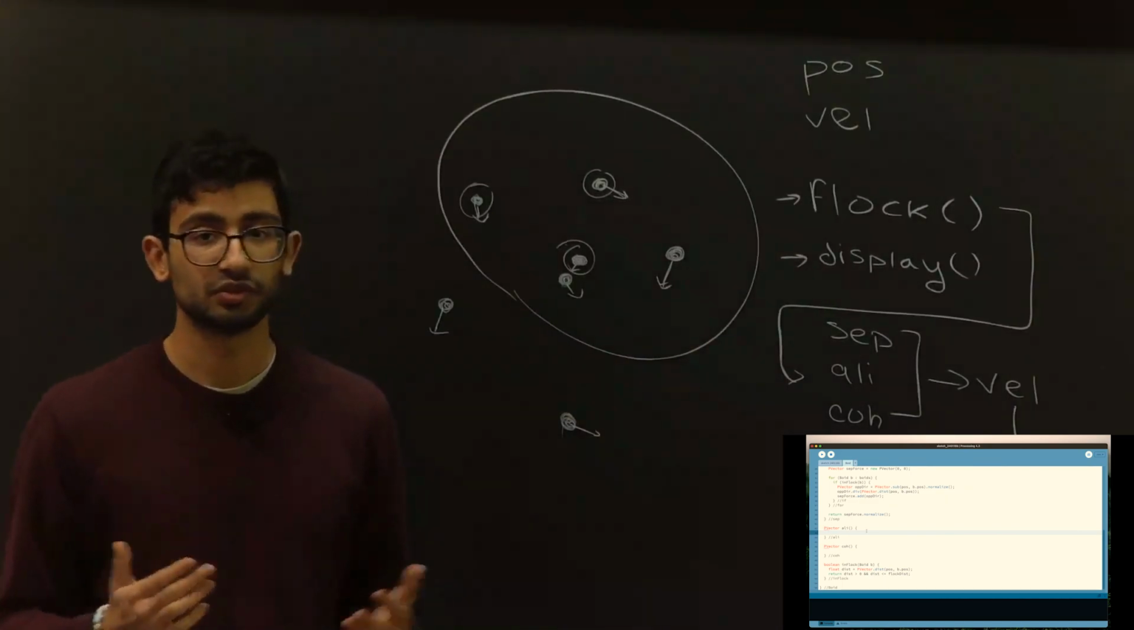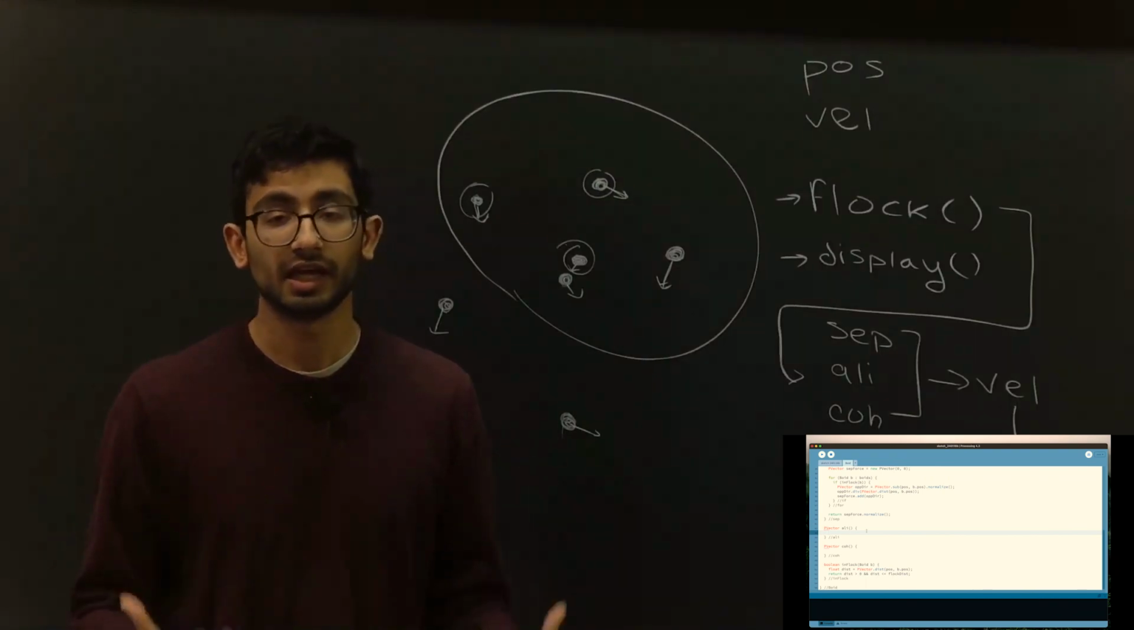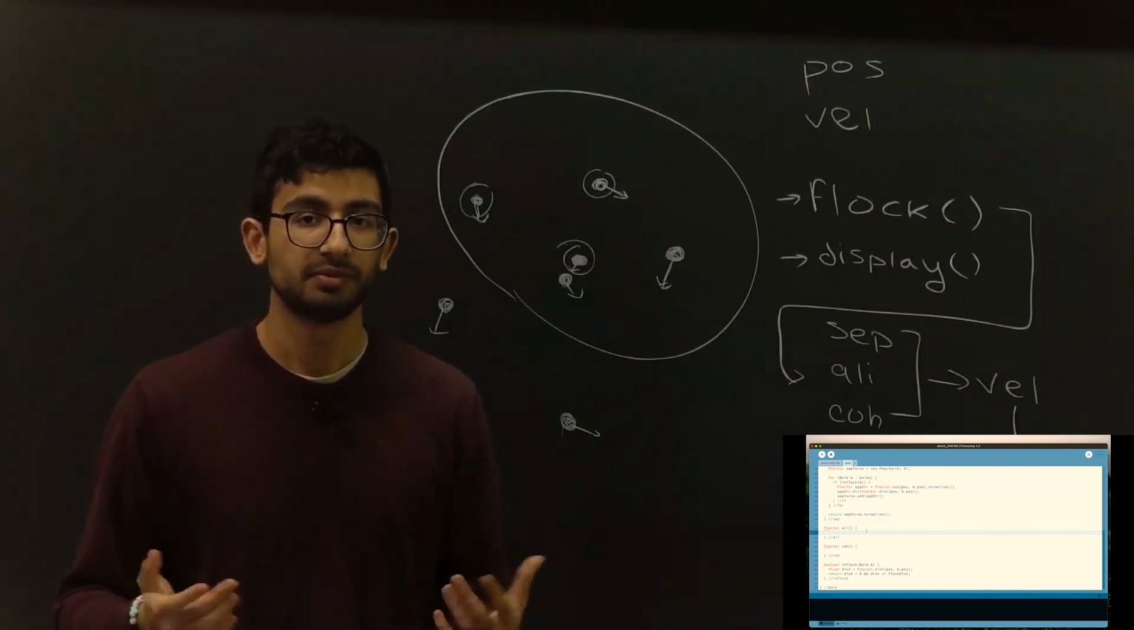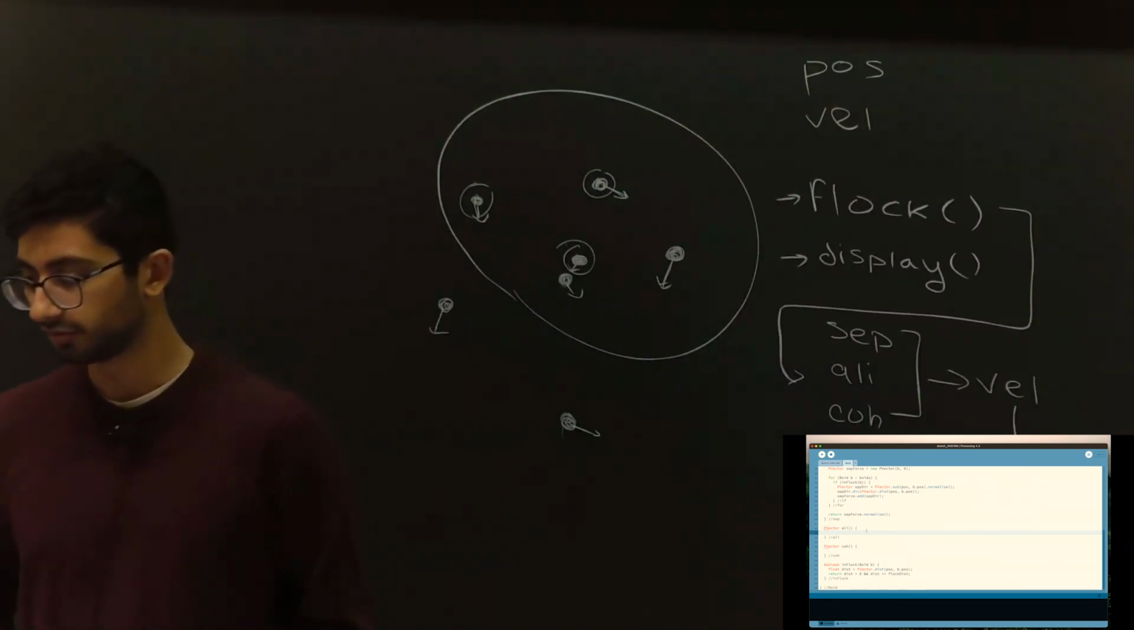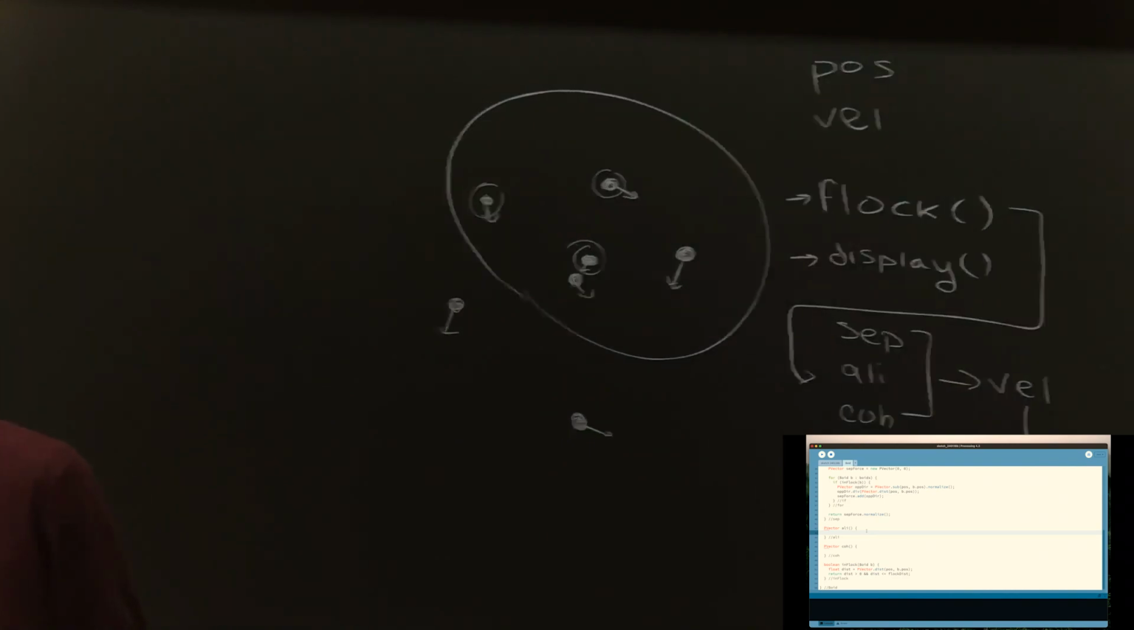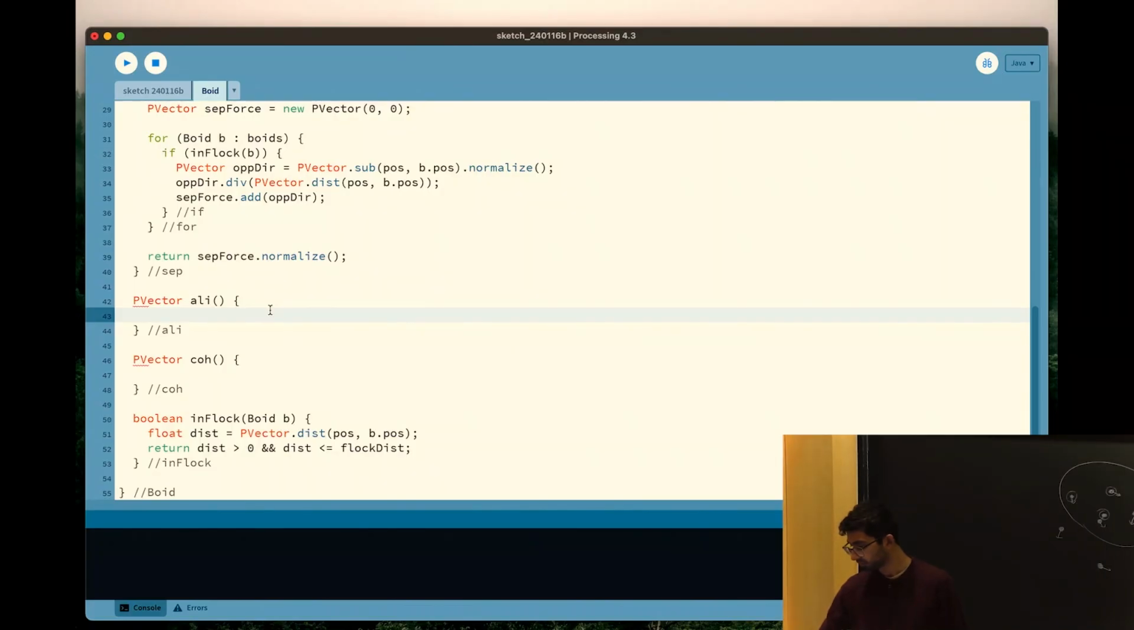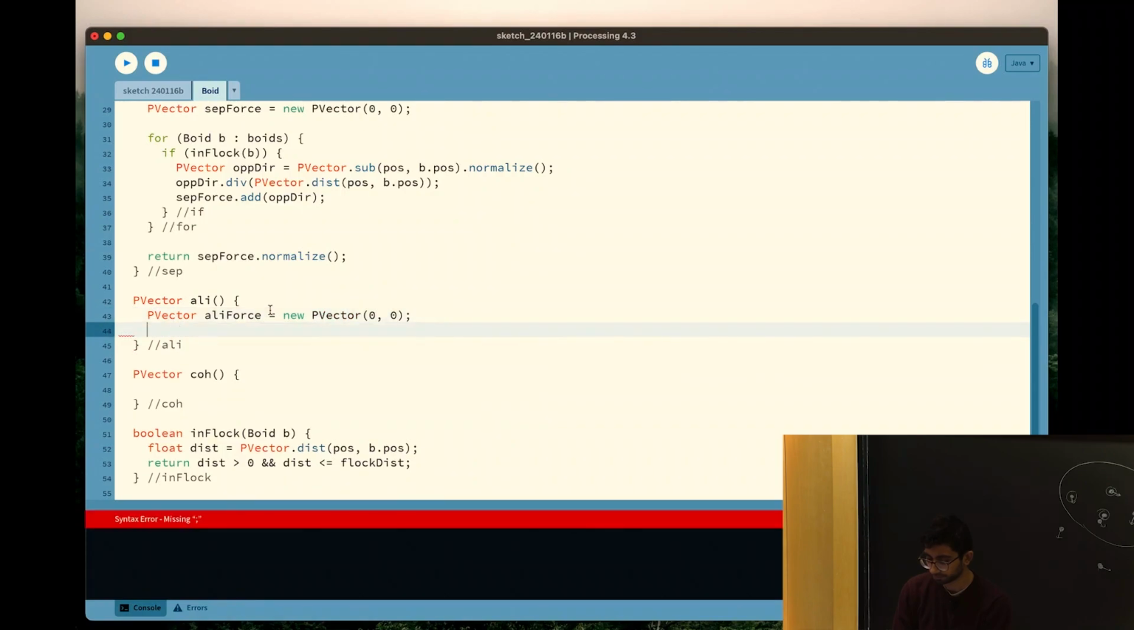And so this is going to be super simple. We just want to find everybody else's velocities, add them up, normalize the value. So let's go back to our code. This is going to take very, very few lines to write. We'll create an alignment force that initially starts out as 0, 0.